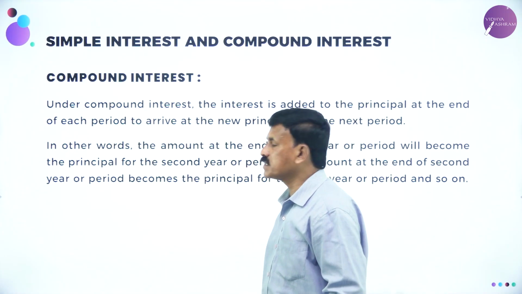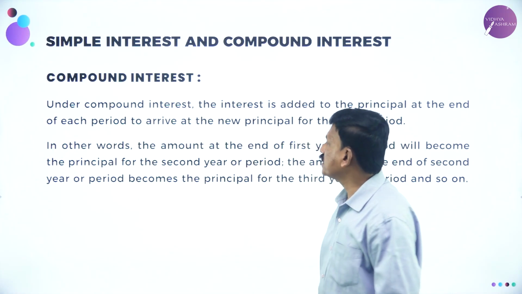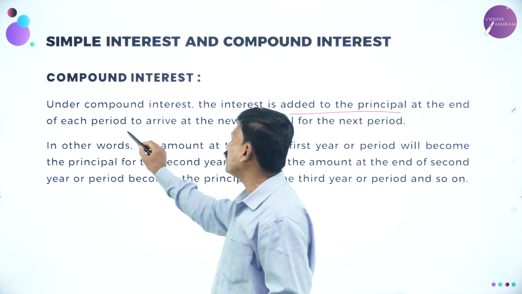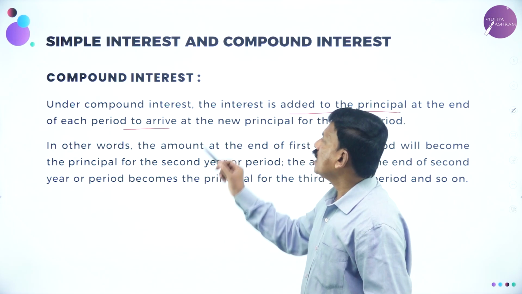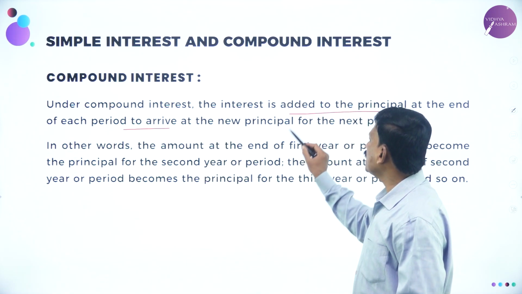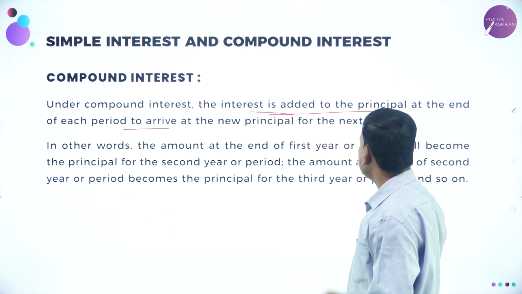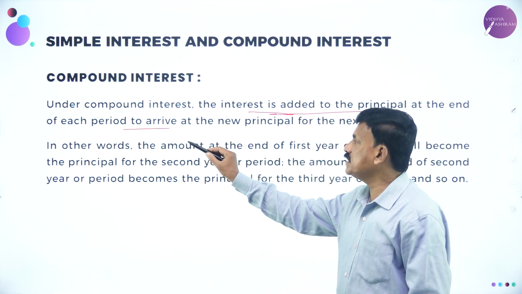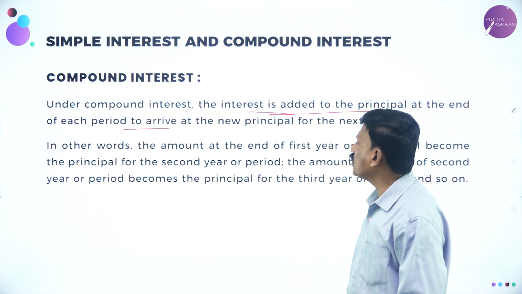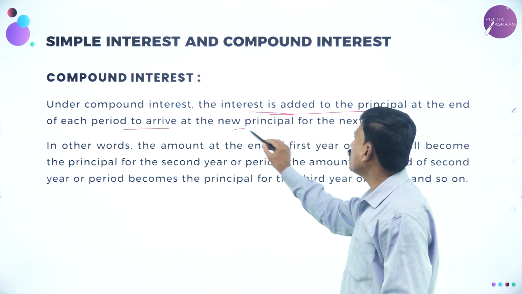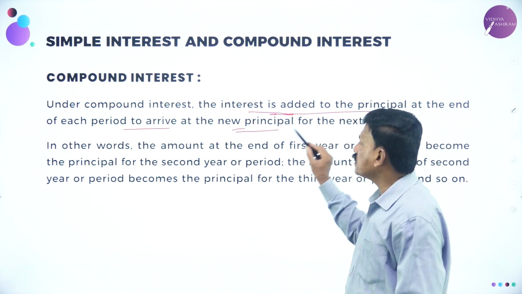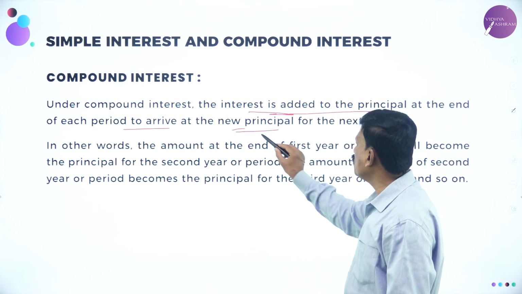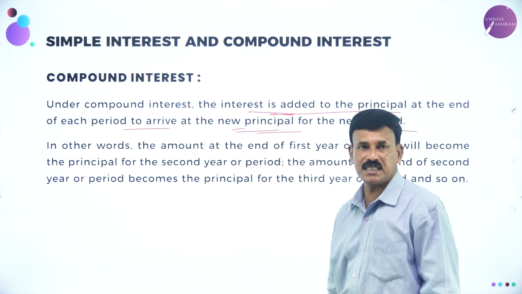Now what is compound interest? Under compound interest, the interest is added to the principal at the end of each period or time, at the end of each year, to arrive at the new principal. Once you add the interest to the principal, then for the next year, the principal plus the interest will become the new principal for the next year.